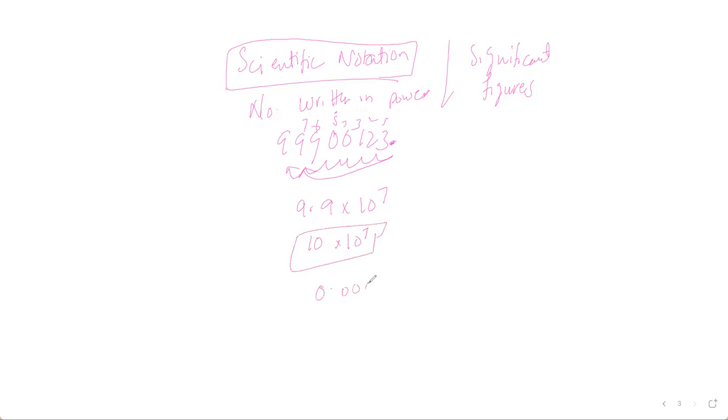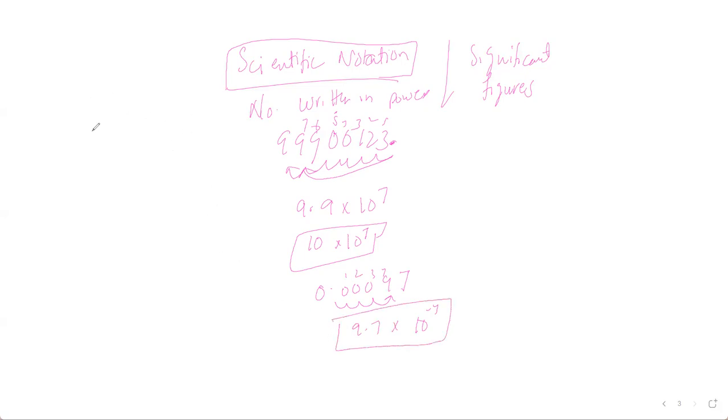Similarly, if you have a number like this, then when you move the decimal to the right, you get the negative power of 10. Again, the same rule: 1, 2, 3, 4. I have moved 4 decimals. So 10 to the power 4, 9.7 times 10 to the power 4 alongside with that.